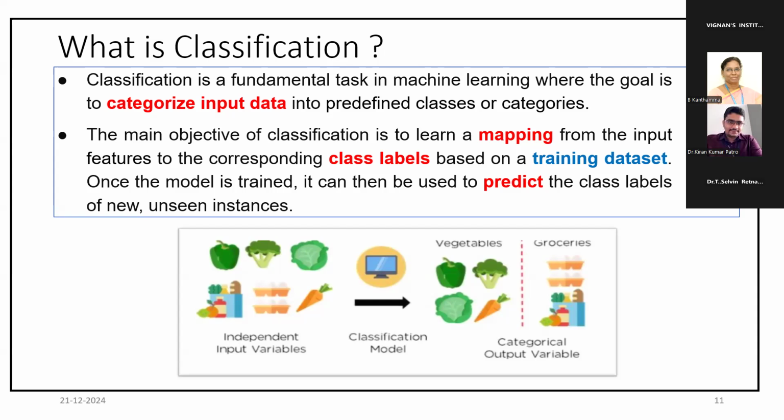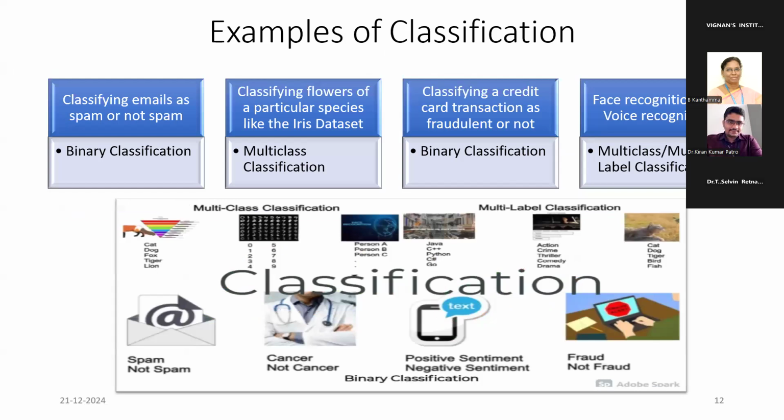If you see the diagram, this is my data. These are vegetables and groceries. When you apply this data to your classification model, it may separate vegetables on one side and groceries on the other side. So it is nothing but categorizing your input data. One class is vegetables and the other class is groceries. There are different types of classifications.